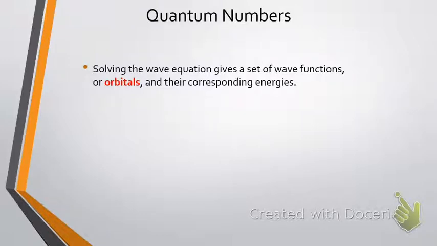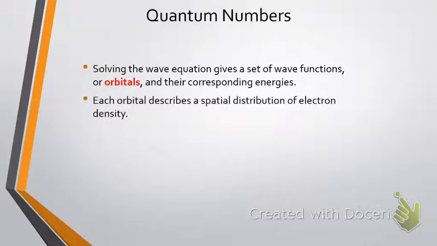If you solve for the wave equation, you get a set of wave functions. Rather than call them wave functions, and this is where the electron lives or resides, we like to use the term orbitals. These orbitals all have corresponding energies, which is what we've been discussing earlier, where each energy level is E equals Planck's constant, h, times nu, the frequency. Each of these orbitals describes the spatial distribution of the electron density, or the probability of finding an electron in that location at any given time.